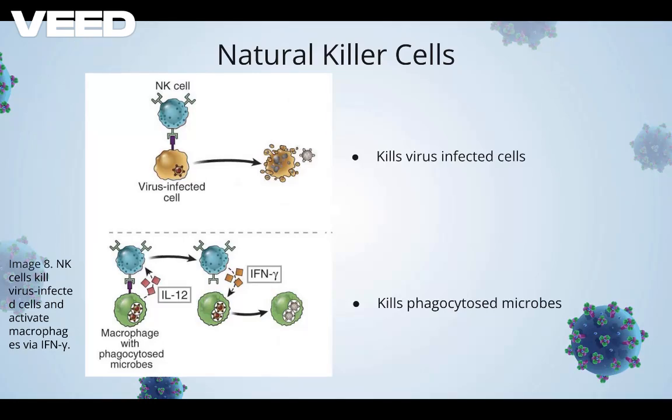Then we have our natural killer cells. Simply, what they do is that they'll target virus infected cells and tumor cells, and overall they just provide early defense before adaptive immunity is activated.